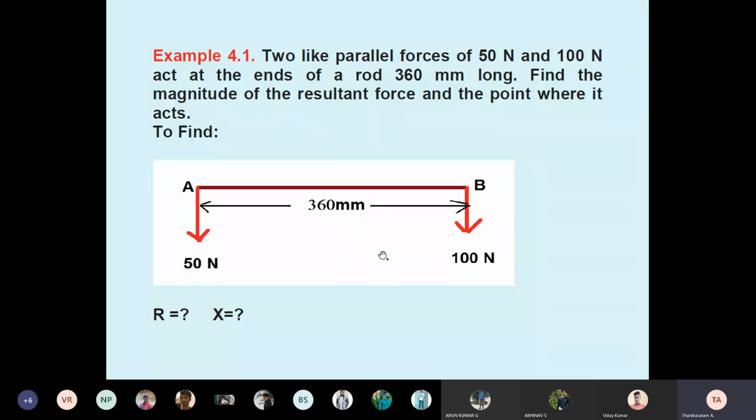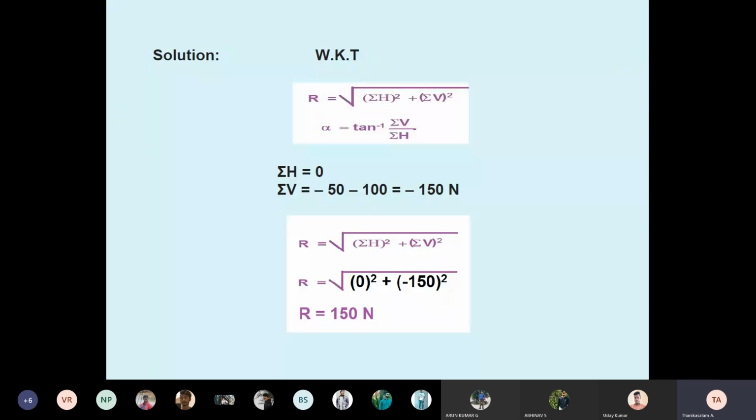It is a rigid body. The length and everything is given, and two different forces act at different points. A and B are not concurrent; it is non-concurrent. So they asked for R and X. For the resultant, R equals the square root of summation of H squared plus summation of V squared, and alpha equals tan inverse of summation of V divided by summation of H.